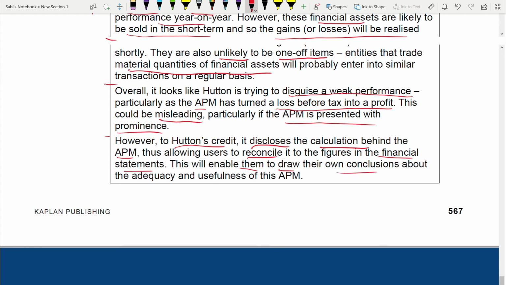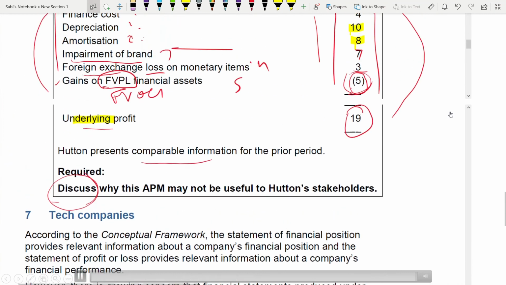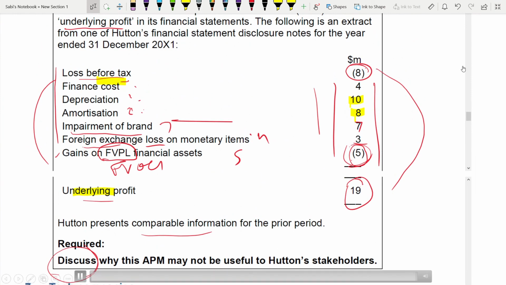Based on this, each one of them can draw their own conclusions about the adequacy and the usefulness of this, whether it's useful, whether it's confusing, whether it's misleading. Now they can decide on their own because it was disclosed. If this was not disclosed, then it would become very confusing, and you cannot make a decision based on that. So that's it for this. It is an additional performance measure.